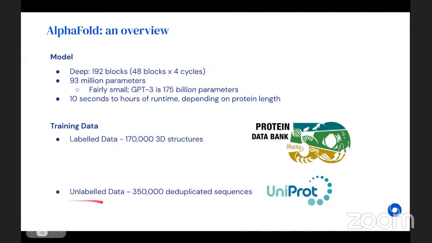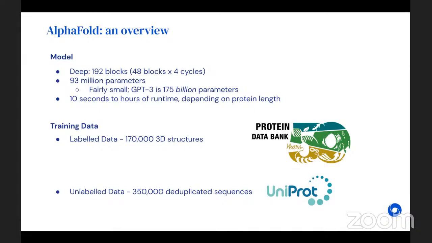But we also use some unlabeled data. We have roughly 350,000 deduplicated sequences taken from UniProt. These are the ones for which we don't know the structure. But what we do is we predict the structure and then we distill it in the next iteration of models, so we use it as the ground truth for the next step. That's basically the training data. I will point out that the training data is very small by today's standards again. It's nothing close to training on the whole of the internet, as we discussed yesterday.